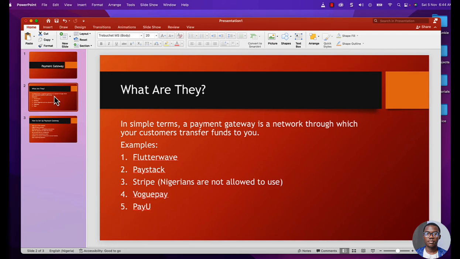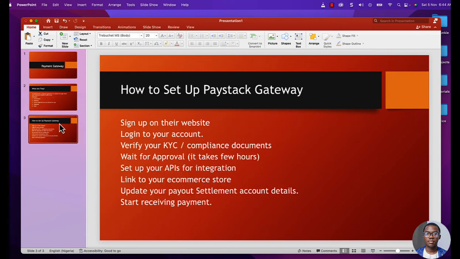Now, the two most commonly used payment gateways in Nigeria are Flutterwave and Paystack. In these lectures, I'll be using a typical example, that is the Paystack payment gateway, to show how the structure of a payment gateway looks. You are going to set up your merchant account, and thereafter we'll be linking these accounts to the e-commerce platform which you are currently building, and you get to see how to link up your APIs for integration to your e-commerce platform, and also how to update your payout settlement account.